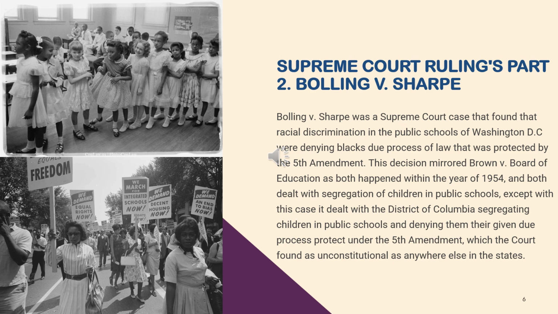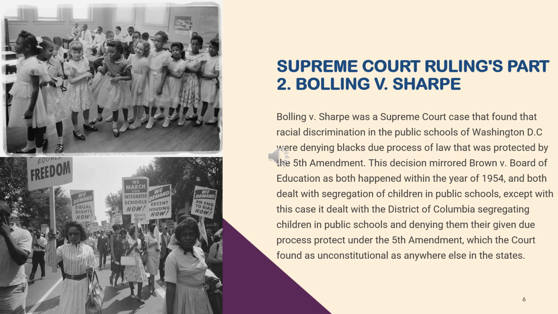For the second Supreme Court ruling that I decided to cover, Bolling versus Sharpe. Bolling versus Sharpe was a Supreme Court case that found that racial discrimination in public schools of Washington, D.C., were denying Blacks due process of law that was protected by the Fifth Amendment. This decision mirrored Brown versus Board of Education.